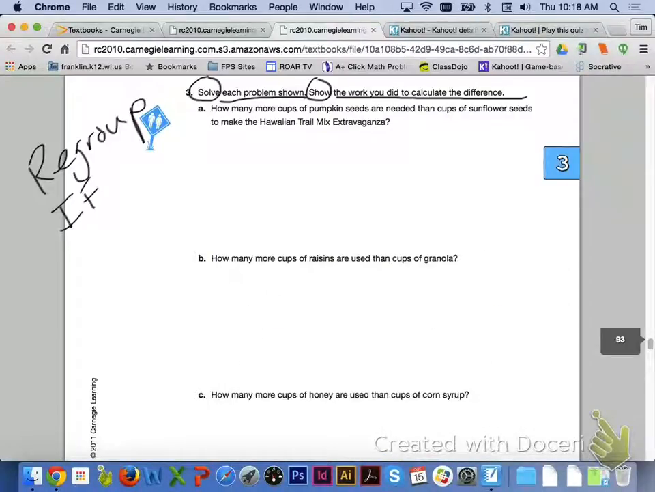For number 3, we are going to solve each problem shown, and show the work that you did to calculate the difference. Remember, if you are looking at Kay's method, you are going to be regrouping. If you are looking at Lakia's method, you are going to be turning the mixed numbers into improper fractions. Again, whichever one you are most comfortable with. Do letters A, B, and C with your group members.